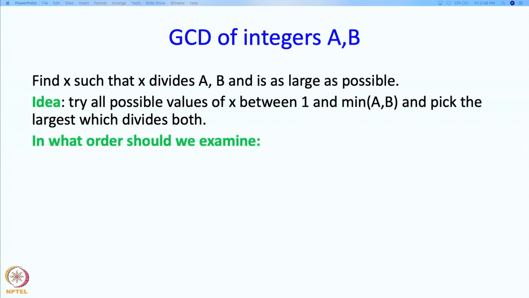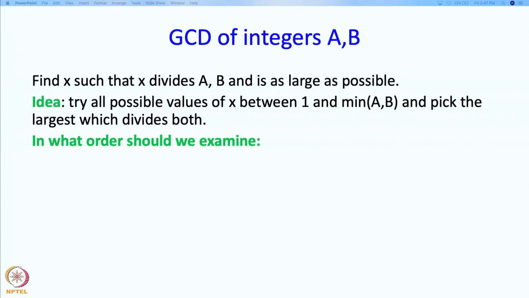Now we have to examine the values between 1 and the minimum of a and b, but we have a choice of examining these numbers in whatever order we want. So let's consider the natural order first. We first try out x equal to 1, see if it divides, of course it divides, x equal to 2, see if it divides, x equal to 3, and so on.